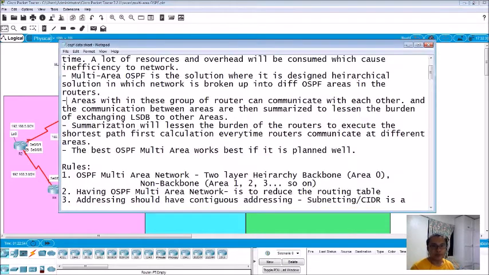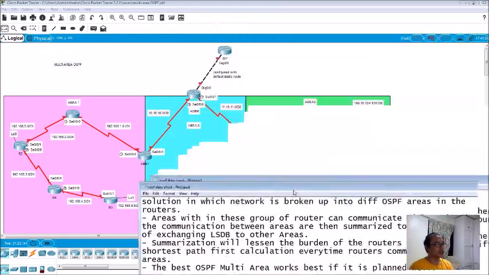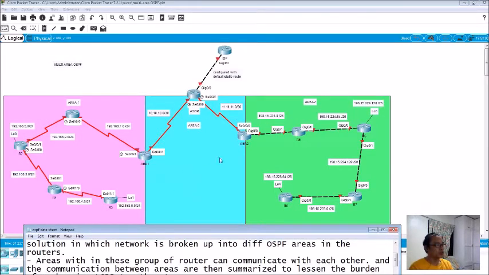Okay, going back, so the best OSPF multi-area works best if it is planned well. So kanang atong kanang ato ang pag-implement sa multi-area OSPF kinahanglan planuhon jud nato pag maayo. What to plan? Ang plano jud nato is number one, OSPF multi-area network has two layers. Okay? This layer includes what? Hierarchy, which is the backbone, which is the area 0, or the non-backbone, which is the area 1, 2, 3, and so on and so forth. So kung kabantay mo sa atong example, so we have the backbone in which all backbones are connected, in which all other areas are connected to that backbone.